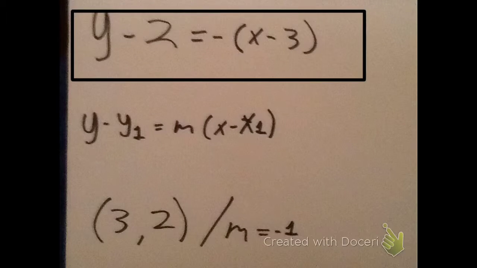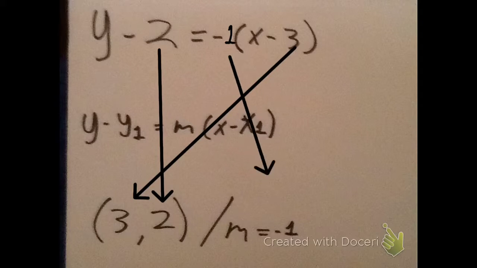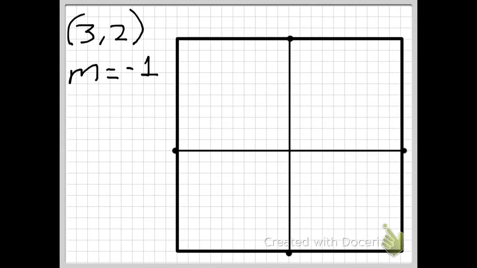This is our next example. The example is y minus 2 equals negative 1 times x minus 3. Because remember that we have the invisible 1. Now remember what represents what? Now we're graphing. So 3 to the right and 2 up.